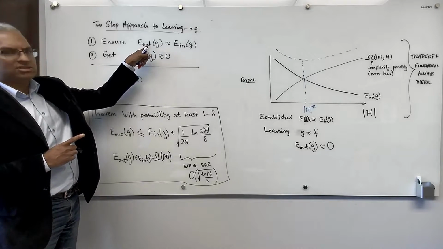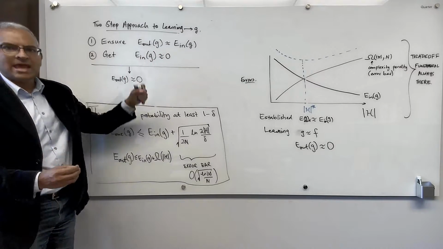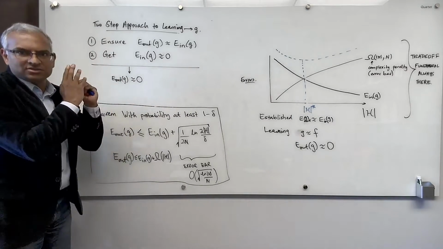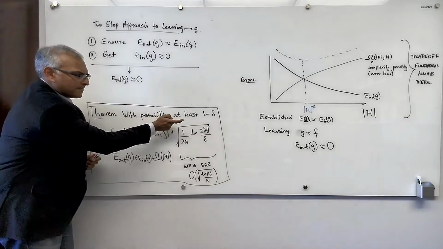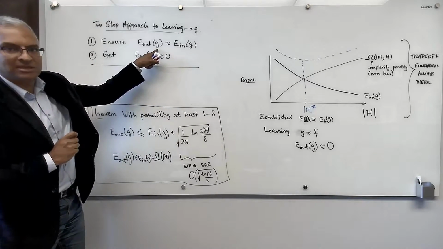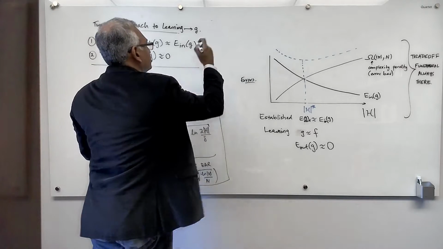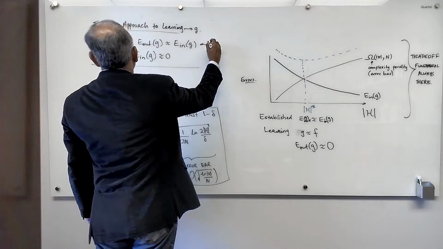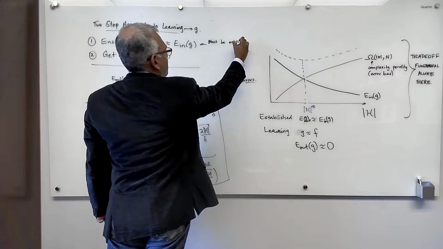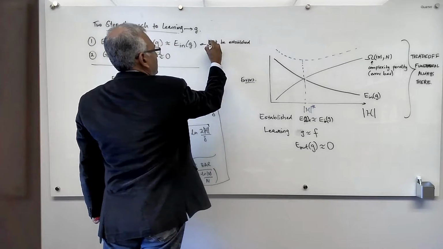So I'll never be able to measure Eout, and that's why this link has to be established theoretically. I have to just know that it is true. I'll never know for sure, but I will know with high probability that this link has been established. So this link must be established theoretically.